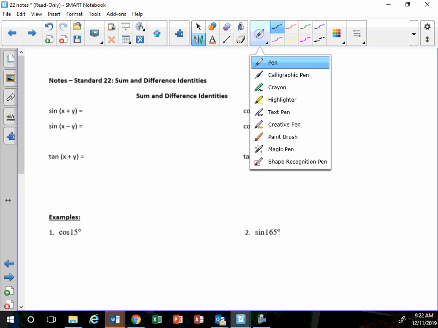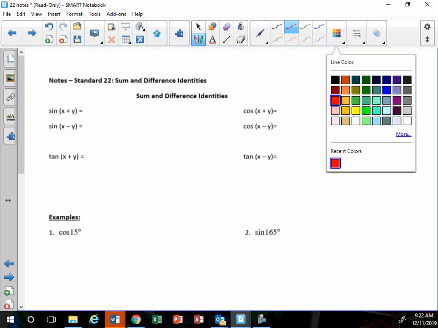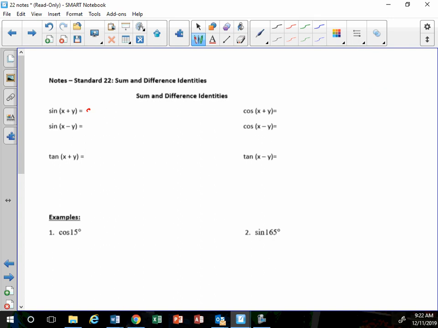So the first one here is sine of x cosine of y plus cosine of x sine of y.